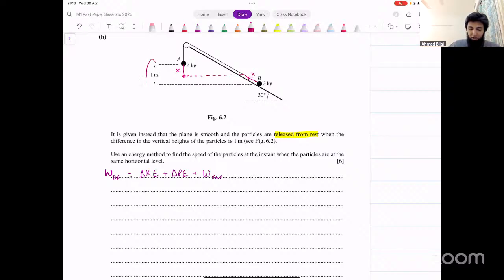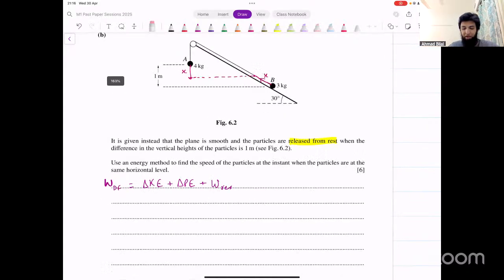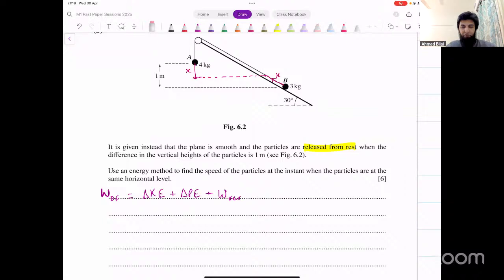We know the total distance between the vertical heights, that's 1. So the tricky part in such questions is finding the value for X. How much is A going downwards? How much is B going up along the surface? How do you find that? You can do that using this right angle triangle.